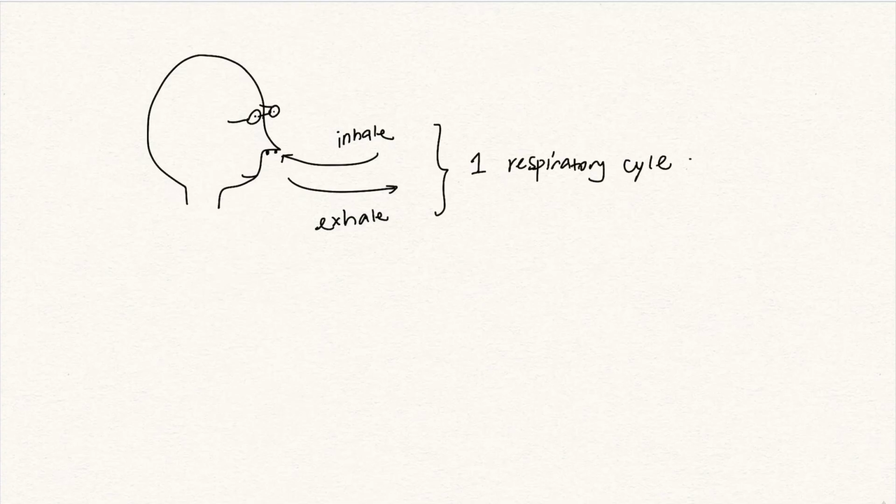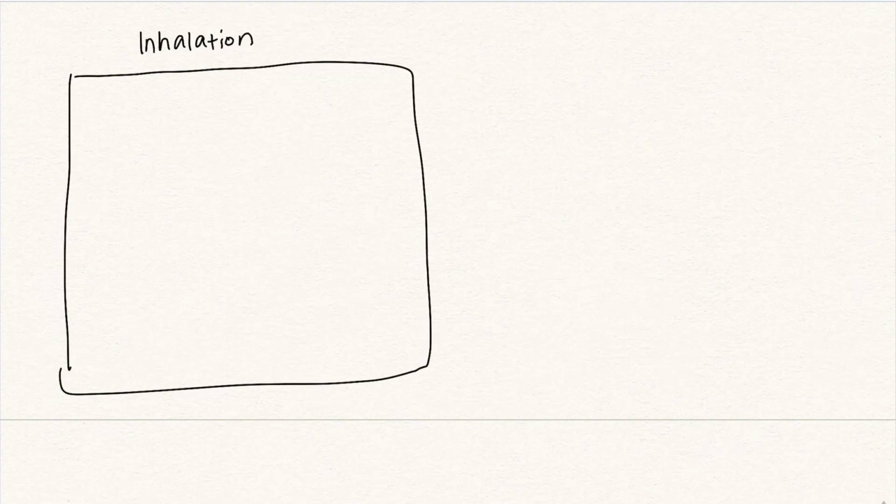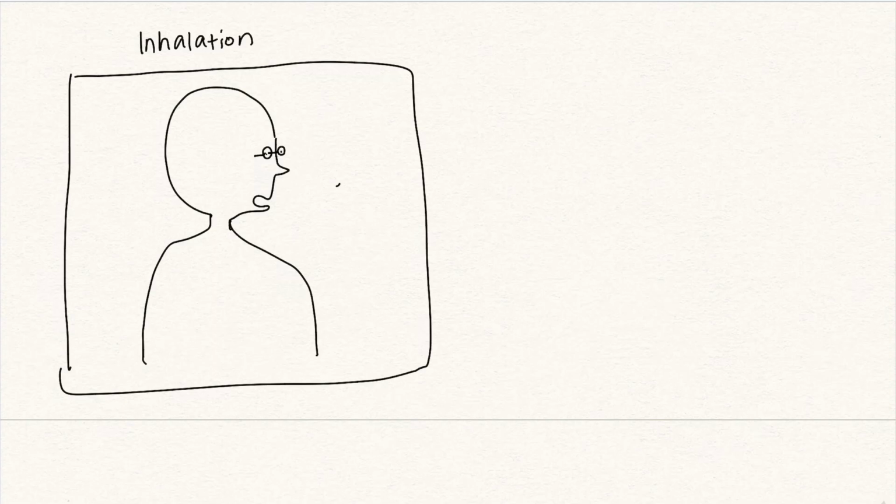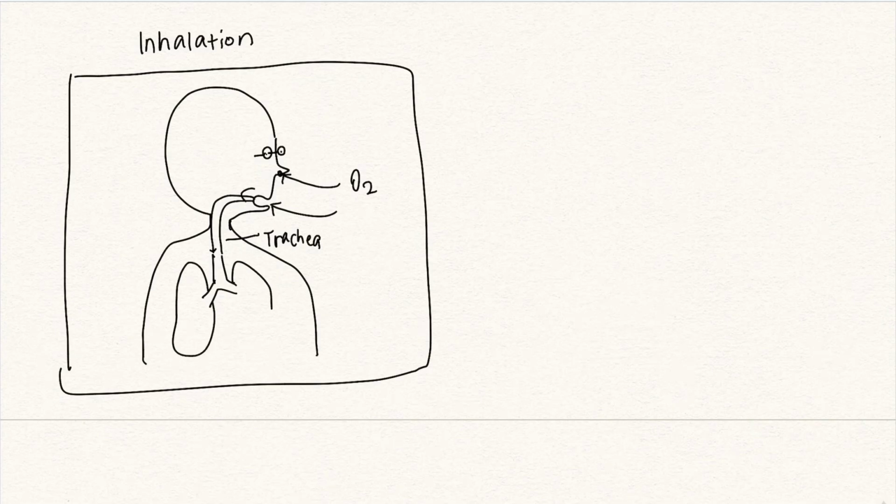Now let's talk about ventilation, or the respiratory cycle. A single respiratory cycle consists of an inspiration followed by an expiration. So this is inhale and exhale. Let's focus on inhalation first. This is the first step in the breathing process. As you breathe in, air enters through your nose and mouth, passing through the trachea and into your lungs. The primary muscle that's responsible for this process is the diaphragm.